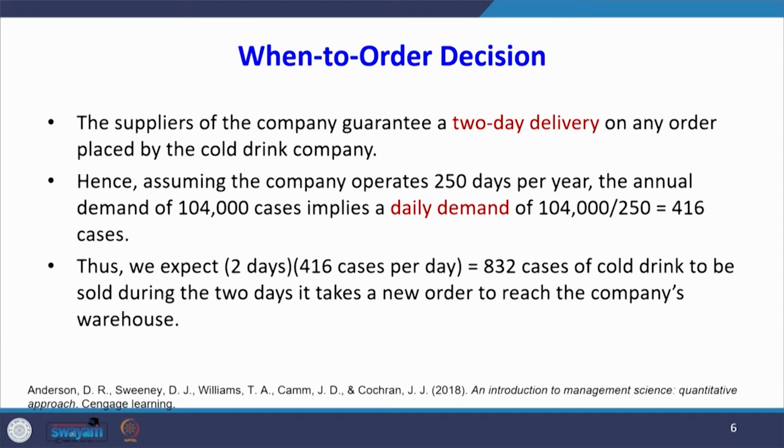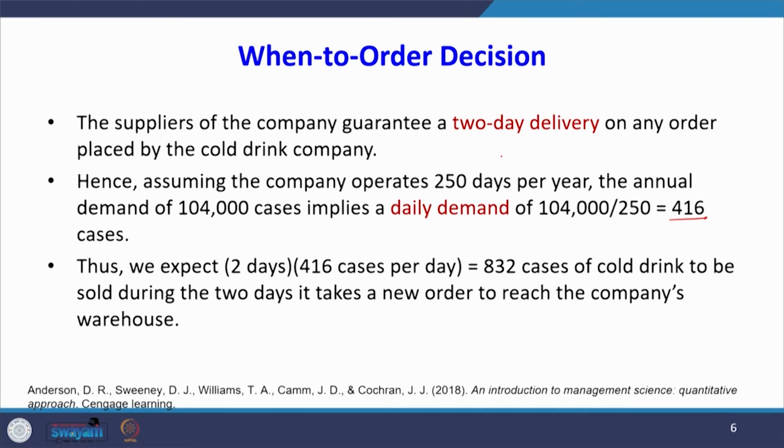Now, there is some more information about this problem we are going to study. The suppliers of this company guarantee a 2-day delivery on any order placed by the cold drink company. So, here the lead time is 2 days. Hence, assuming the company operates 250 days per year, the annual demand we know, 1,04,000 cases, implies a daily demand. What is the daily demand? The annual demand divided by the number of working days. So, the daily demand is 416 cases.